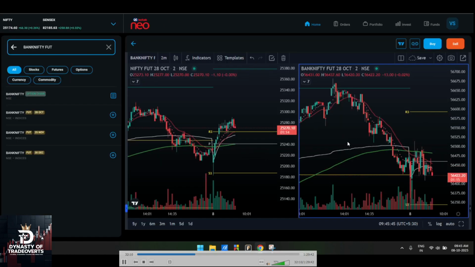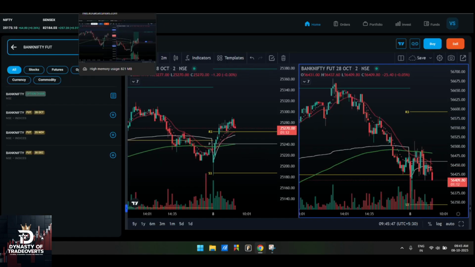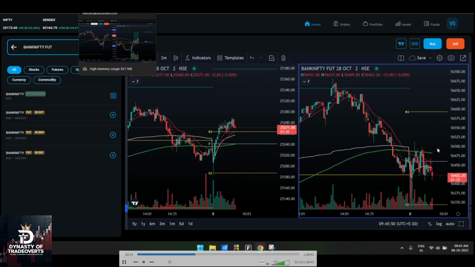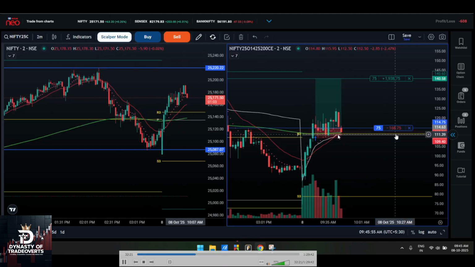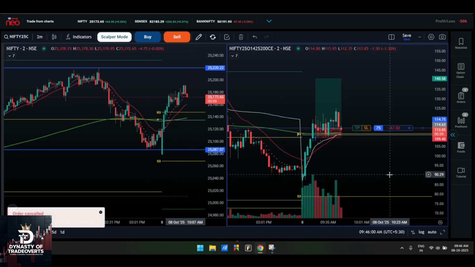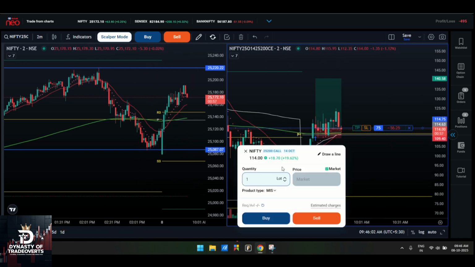But since I saw there is a support of 200 EMA and 20 EMA, I'm just trying to hold. Bank Nifty is moving down at this point, futures. But I see this 20, 200 EMA, VWAP, every support, R3 support, everything is there. So I am trying to hold the trade.